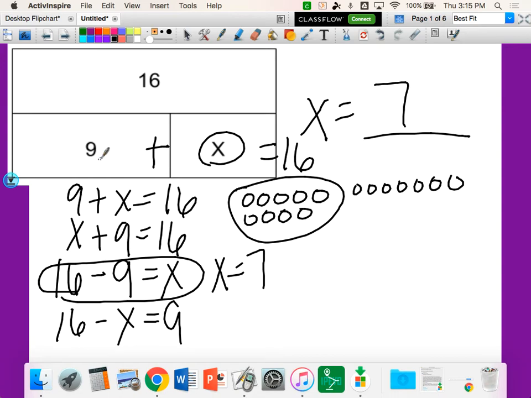But I just saw a lot of them trying to add these two numbers to make this number. And I had to remind them that this is my whole. These two add to make this one, just like in our fact families.